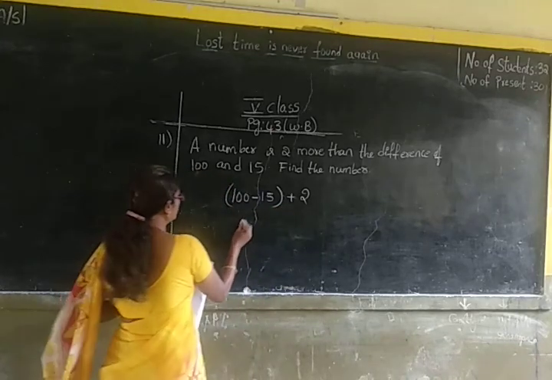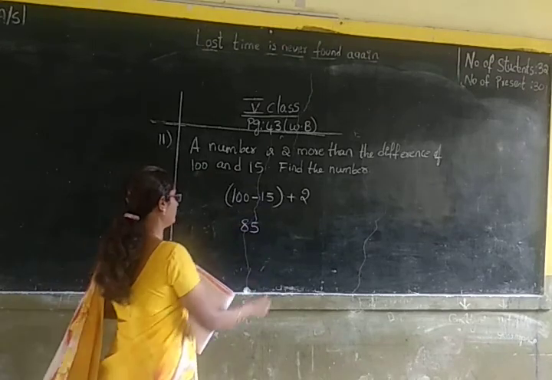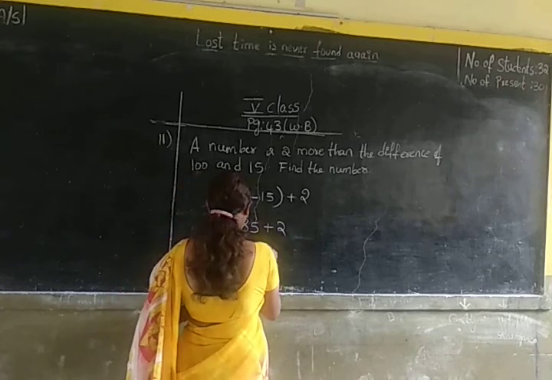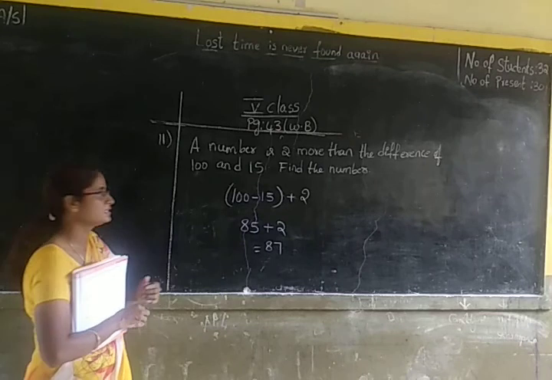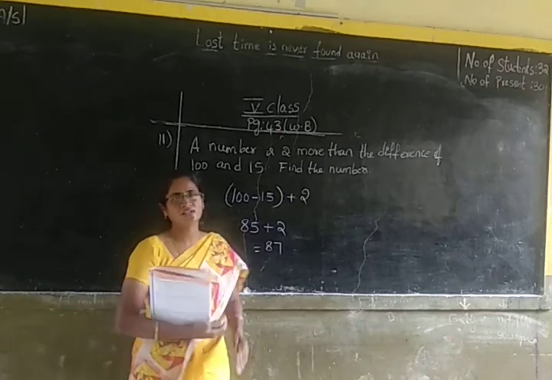So 100 minus 15 is how much? 100 minus 15 is 85. And 85 plus 2 is equal to 87. So the answer is 87. Okay children, did you understand?